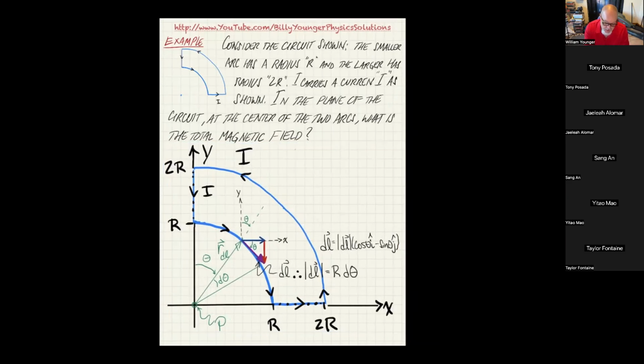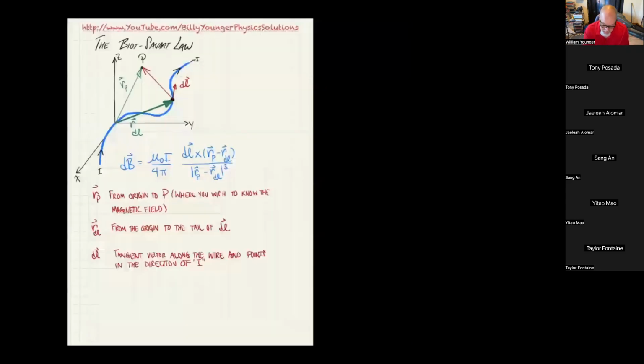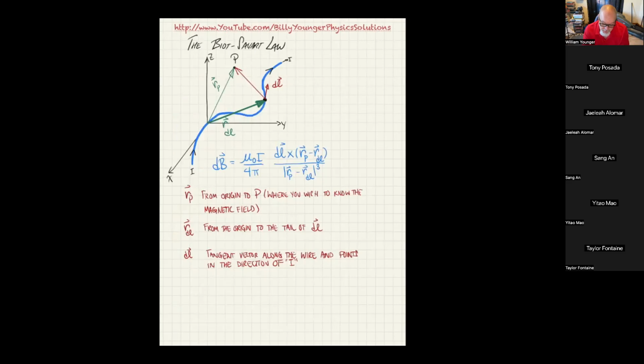What I want you to see here is I'm starting off with a little bit of arc on the inner part, and I'm showing my vectors. Remember, the vector RP points from the origin to the point where we wish to know the magnetic field. Can anybody tell me what the x component of the vector RP would be? RP points from origin to P.